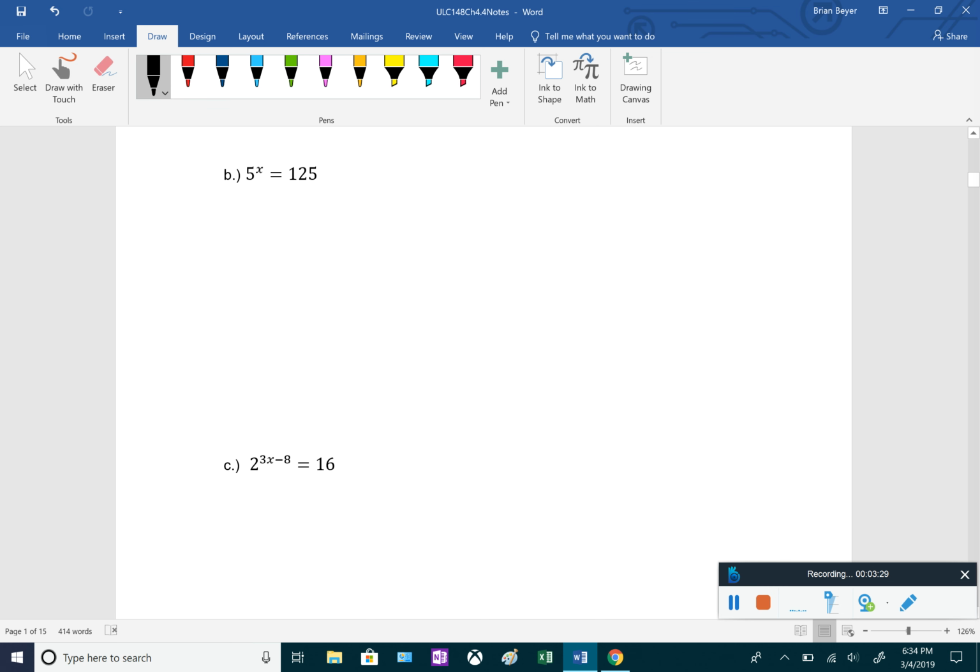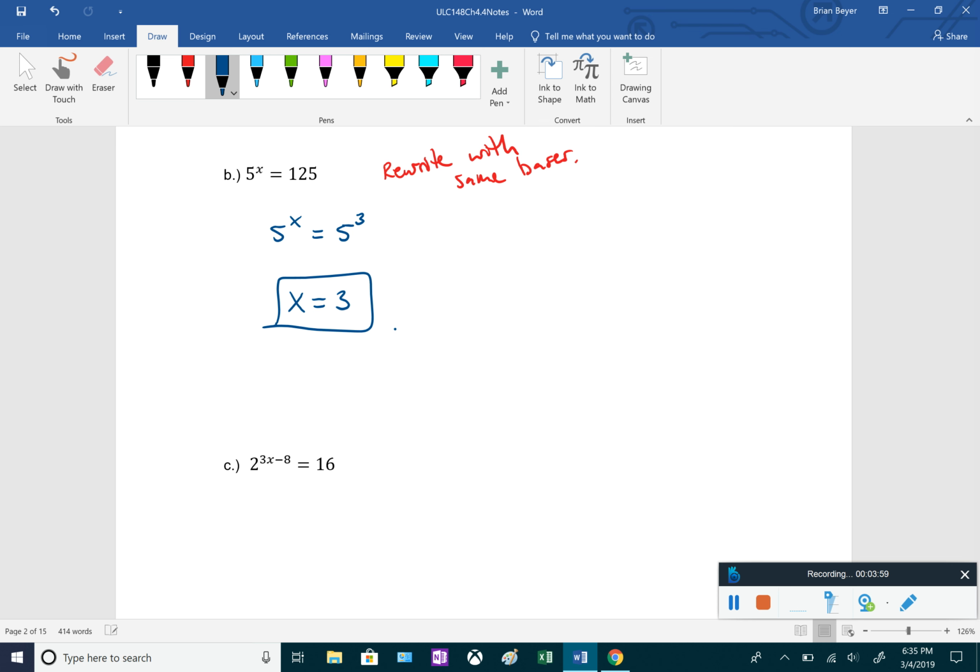Okay, for the next one, we have 5 to the x equals 125. These are not the same bases, but we can rewrite them with the same bases. We can rewrite 125 in base 5 as 5 cubed, because 5 cubed equals 125. Once we have those same bases, we equate the exponents, and we get x equals 3. Going back to the problem, that makes sense: 5 to the 3rd does equal 125.